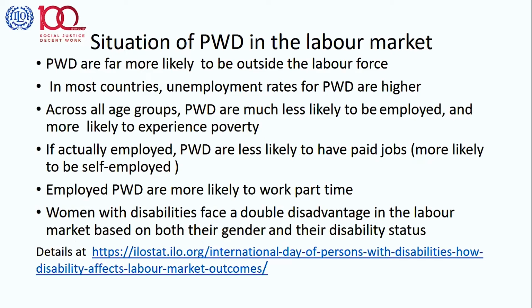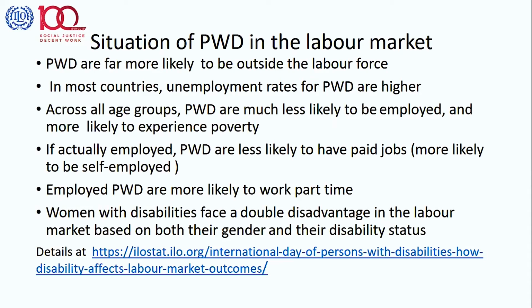So the first is, to see what is the situation of persons with disabilities in the labor market. We all know throughout the world, in both developed and developing countries, that persons with disabilities are far more likely to be outside the labor force, inactive. In most of the countries, unemployment rate for persons with disabilities are higher. Across all age groups, persons with disabilities are much less likely to be employed and more likely to experience poverty. When they are employed, and the likelihood of them being employed is much lower, they are less likely to have paid jobs.